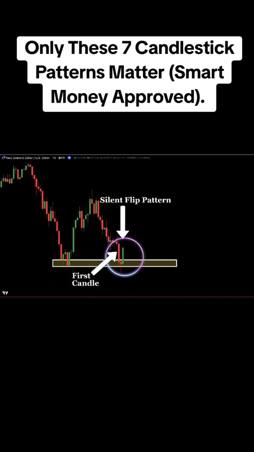The first candle confirms that bearish momentum is still present. It also triggers limit buy orders from traders who are betting on the demand zone to hold. The second candle dives deeper, breaking below the zone. This move is designed to trigger stop losses sitting just below the area.